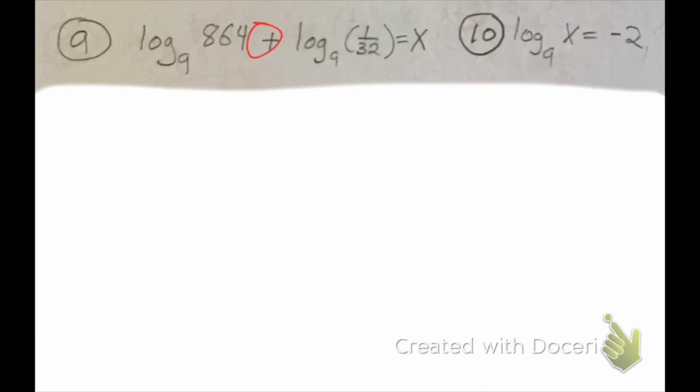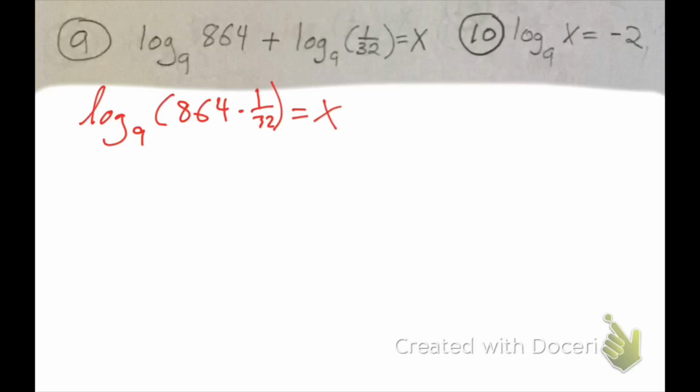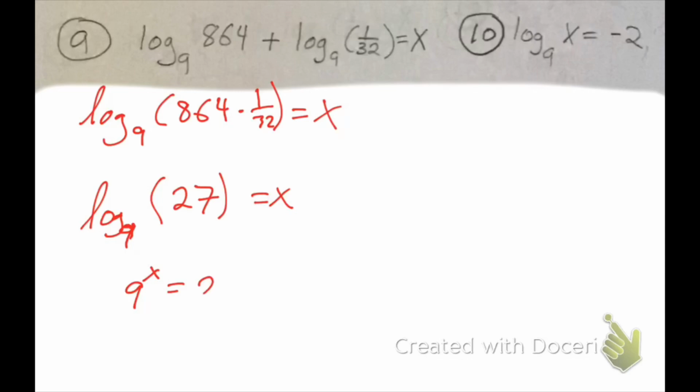Number 9, we're adding, so I'm going to combine this as a single logarithm, and I'm going to multiply. So I get 864 times 1 over 32 equals x. So log of 864 times 1 over 32, you just do 864 divided by 32. That's going to give you 27 equals x. Now I recycle. So I get 9 to the power of x is equal to 27.